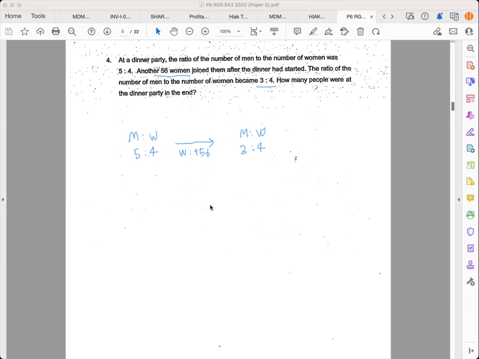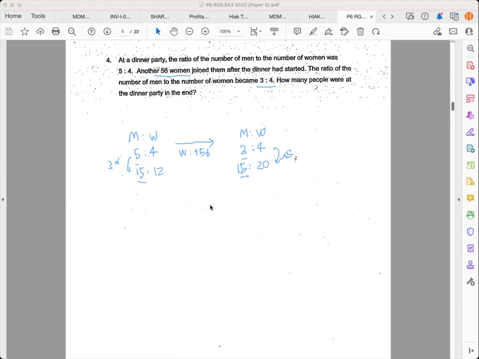So if I compare these two ratios, only women have changed. 56 women joined, but nothing changed for the men. The men remain unchanged. Therefore, this value and this value should remain the same, therefore equal. So let's make it equal. Multiply by 3 over here and make it 15. Multiply by 5 over here and make it 15 as well. So the common base is done.